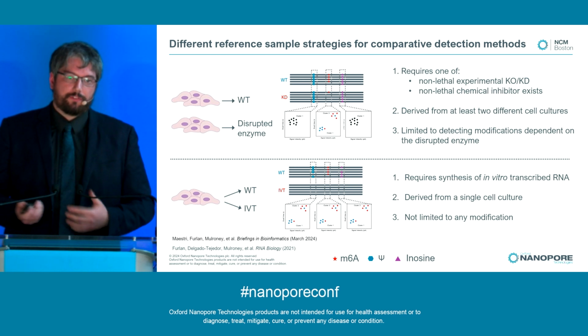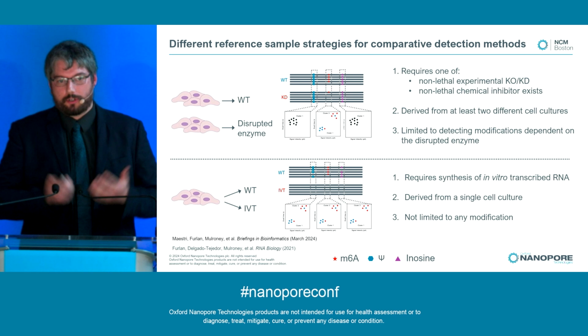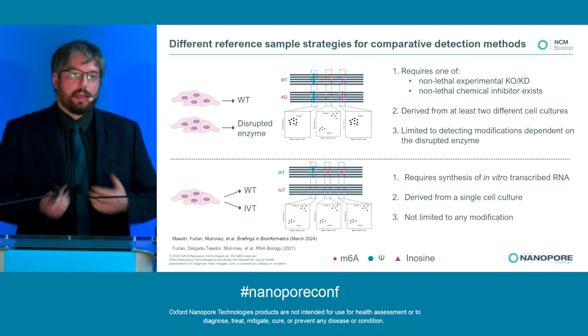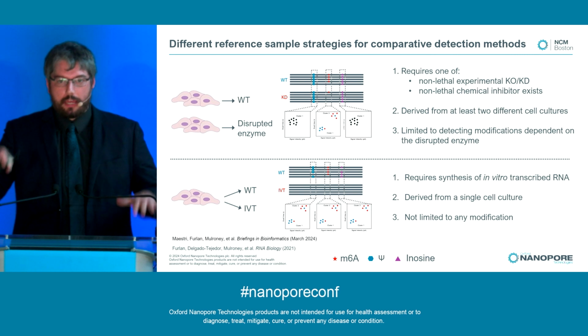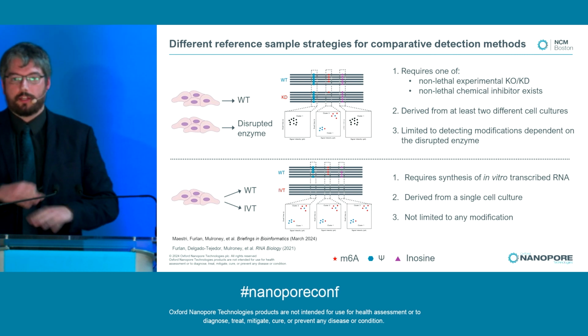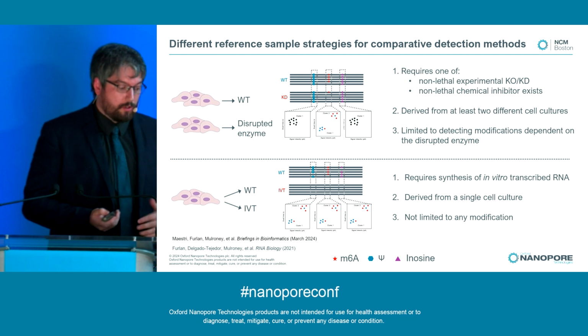Now with this, you have to have a non-lethal knockout or knockdown, or the chemical inhibition has to be non-lethal, and it is 2 samples that are cultured independently. And so there can be some biological variability that is independent of the knockout or disruption that you do.